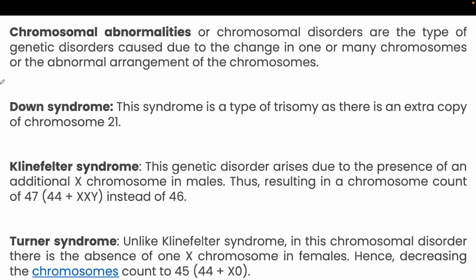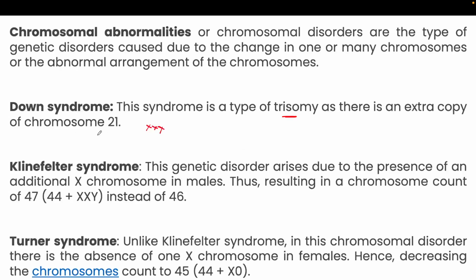The second type of disorder is the chromosomal disorder, which is a type of genetic disorder caused by a change in one or many chromosomes, or as we discussed earlier, if the complete chromosome is taken into consideration and the rearrangement happens at the chromosomal level, then it is called a chromosomal disorder. An example is Down syndrome. This syndrome is a type of trisomy, as there is an extra copy of chromosome number 21. So in 21 there is trisomy, meaning an extra chromosome comes here. That is Down syndrome.